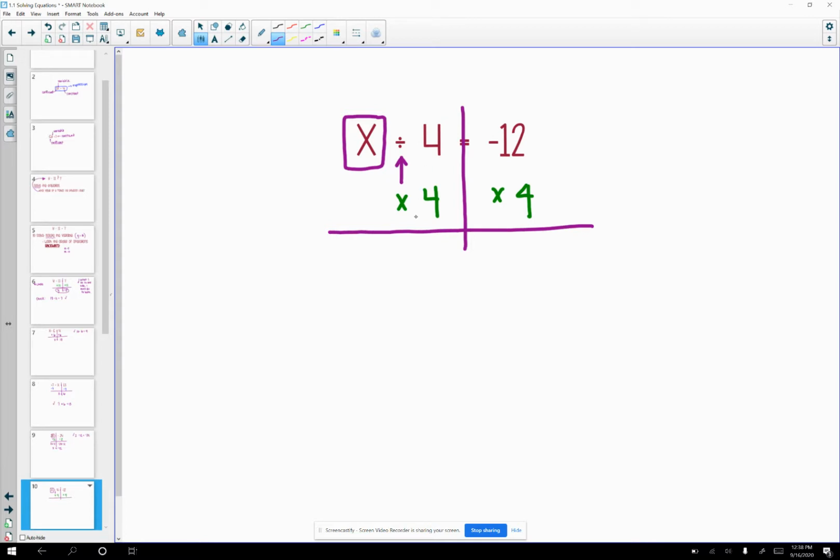So on the left, my 4's cancel, and I have just x. And on the right, I'm doing negative 12 times 4, which is negative 48. Do my check. Negative 48 divided by 4 gets me negative 12.